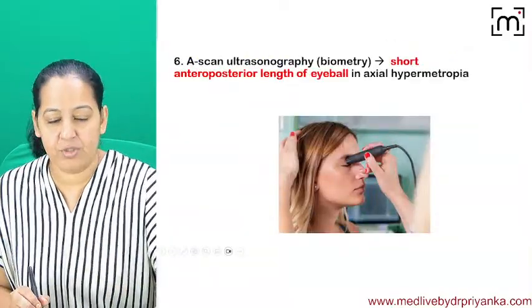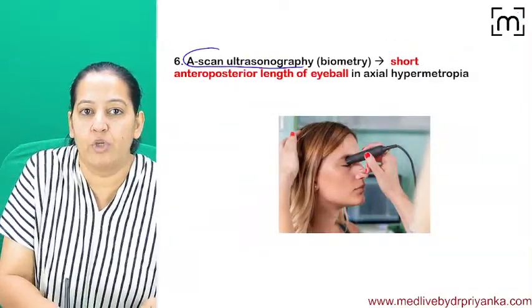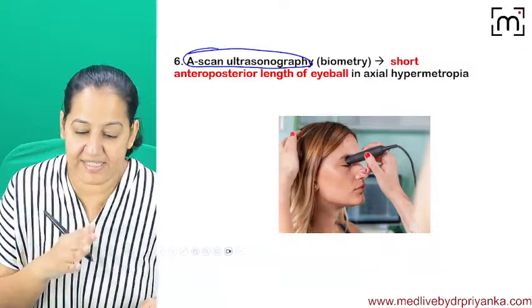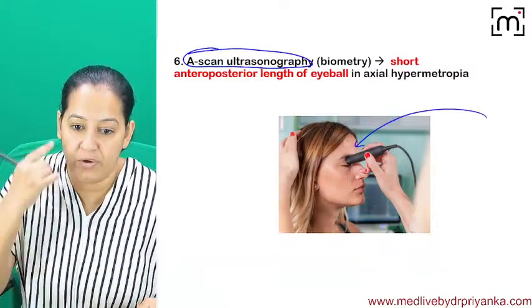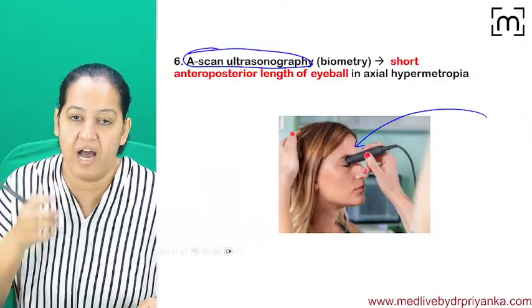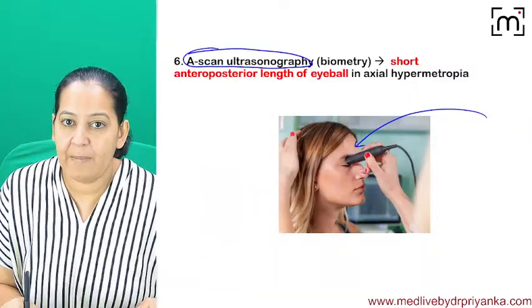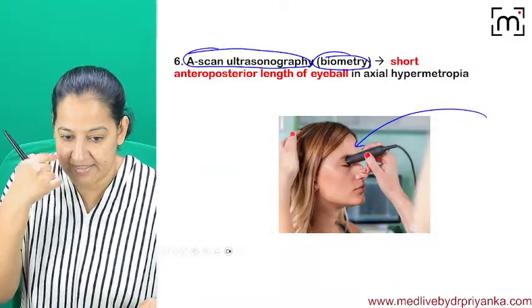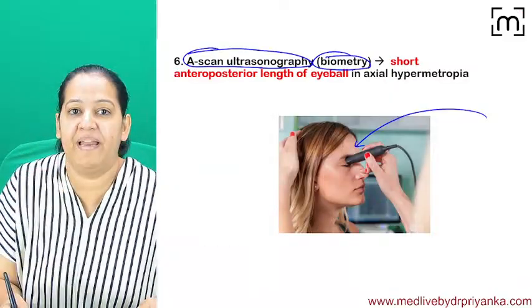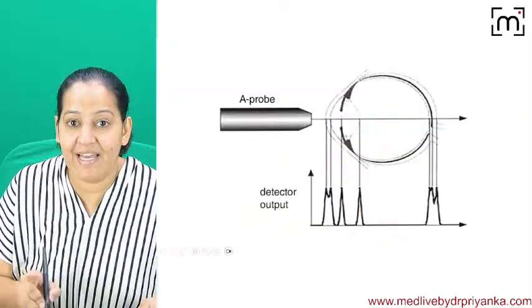And the last one, the sixth one, we do A scan USG. There are various types of USG, A scan, B scan in the eye. We are doing A scan. This is how the sonography, ultrasonography of the eye is conducted. With the help of A scan sonography, we measure the biometrics inside the eyeball. We can measure the AP length, the axial length of the eyeball.